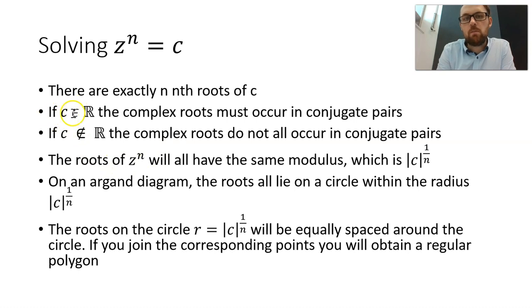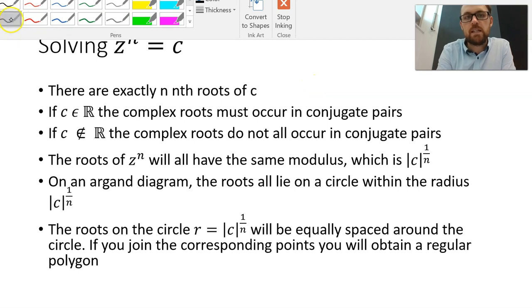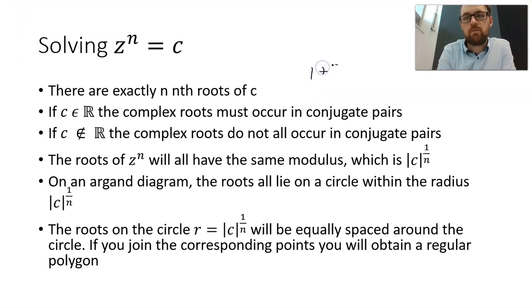If c belongs to the real numbers, the complex roots must occur in conjugate pairs. What that means is, if you find a root and it is 1 plus 4i, the conjugate pair of that is going to be 1 minus 4i. Next part, if c does not belong to the real numbers, then the complex roots do not all occur in conjugate pairs. So then this does not necessarily have to happen.